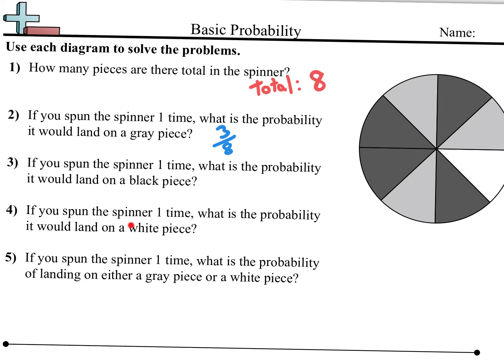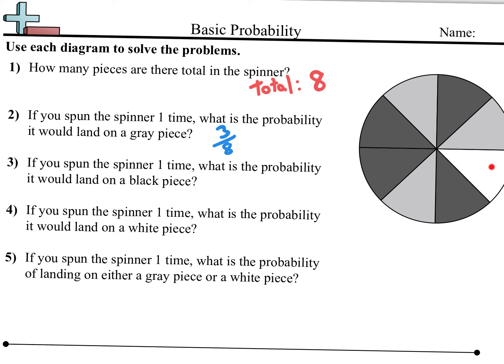What's the probability of it landing on a white piece? 1 out of 8, right? Now, this last one's pretty cool. It says, what's the probability of it landing on either a gray piece or a white piece? Either or, it doesn't matter. So what do you want? You want either a gray or a white. You want either one. So how many are gray and white?